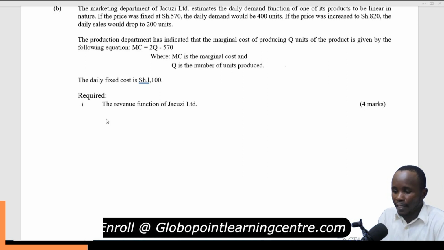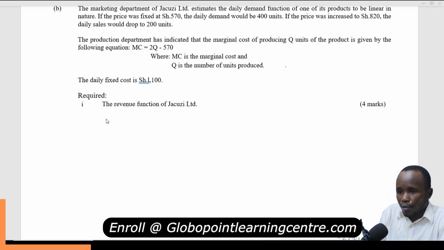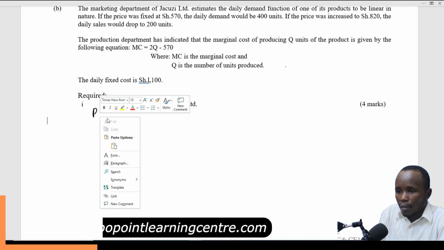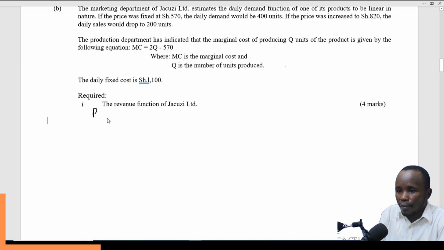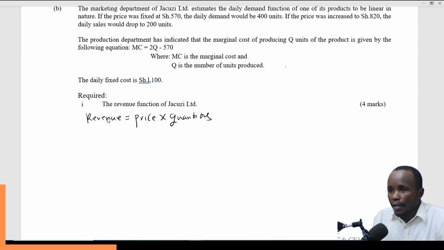Now, how do you find a revenue? The first thing you need to know is that revenue is price times quantity. That's how we find revenue. From the question, the price will be linear, because the question tells you that the product is linear in nature. Therefore, our price will be a constant plus BQ.